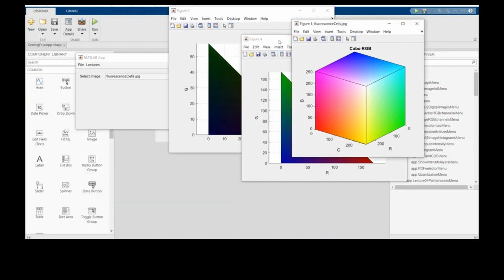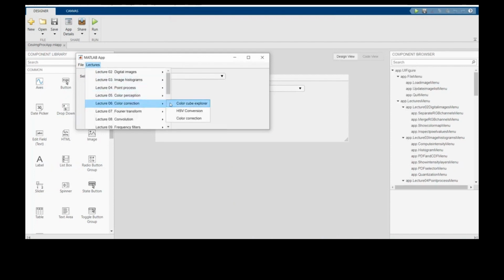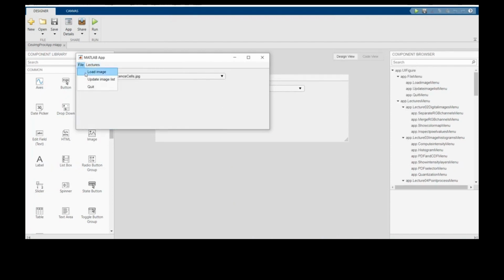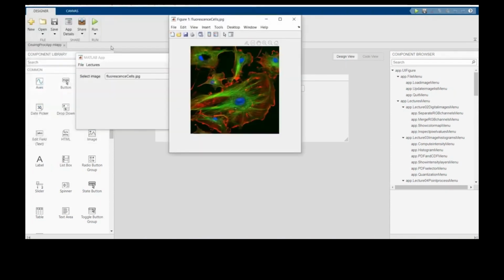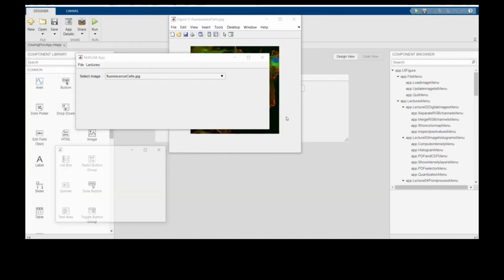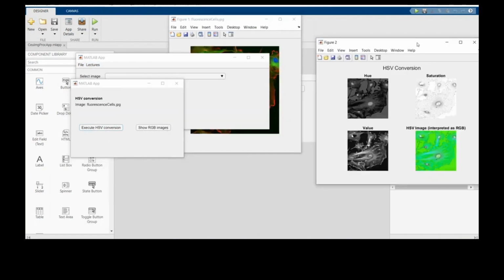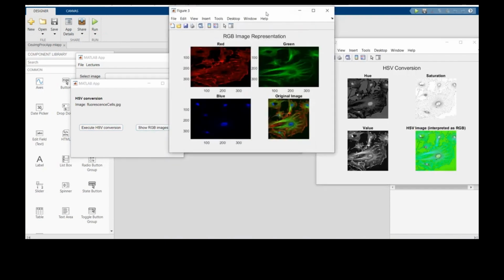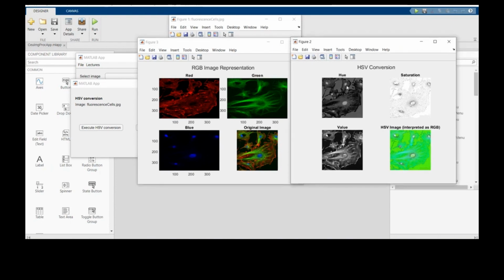Okay, so what else? We have HSV conversion. For that I need an image. So let's open our favorite image, and then we convert it to HSV. So now we have the two decompositions. So it is red, green, blue. That is the one that we are used to. But this is the HSV conversion.